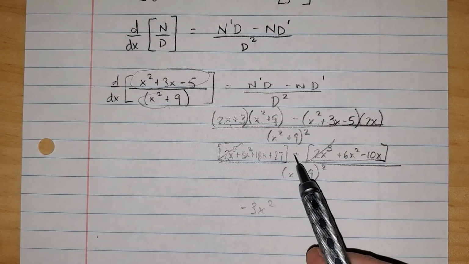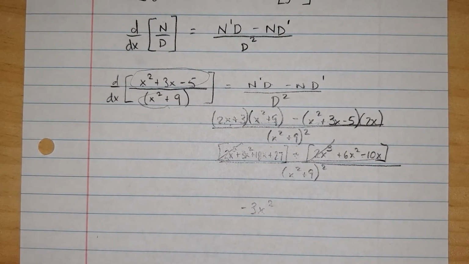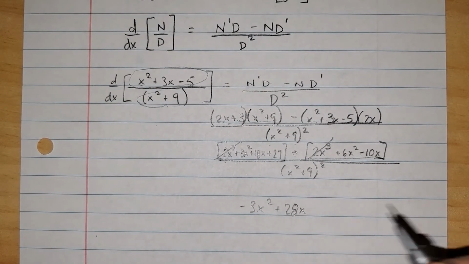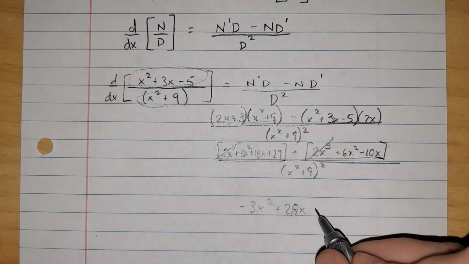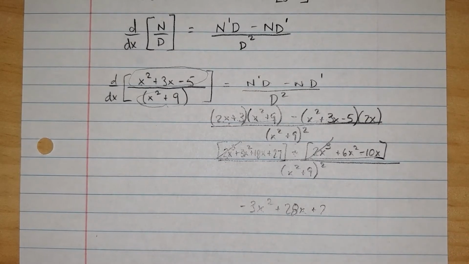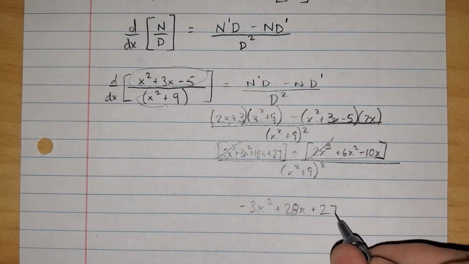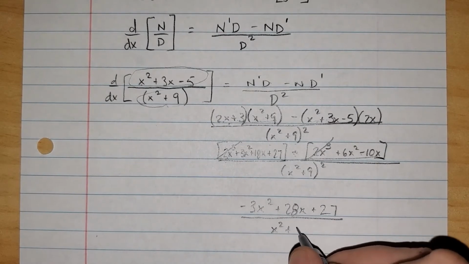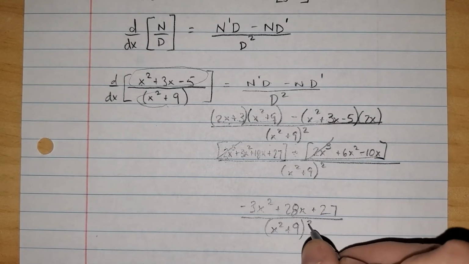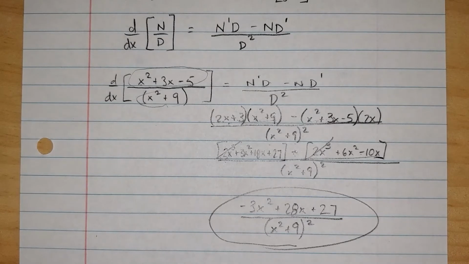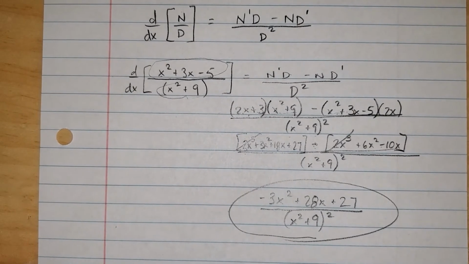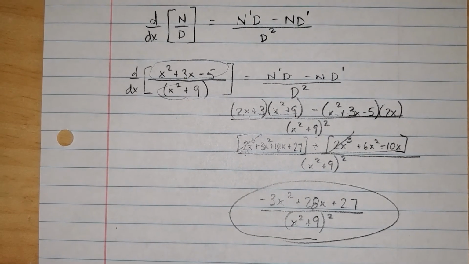18x minus negative 10x. That's going to be 18 plus 10, so that's plus 28x. And then the plus 27, we're not doing anything to him. So over x squared plus 9 squared. And that would be our final answer for this quotient problem. Okay? So that'd be our final answer. So that's using the quotient rule.